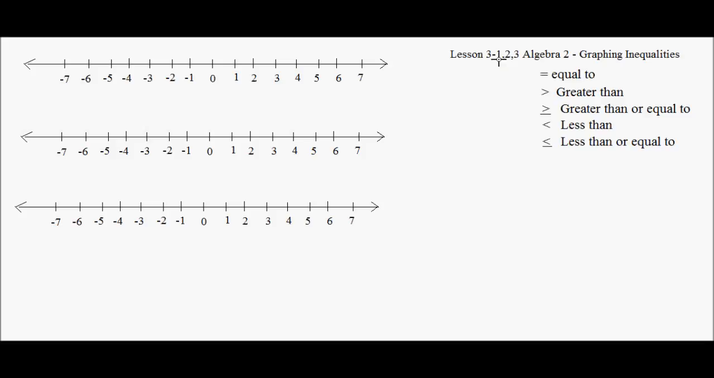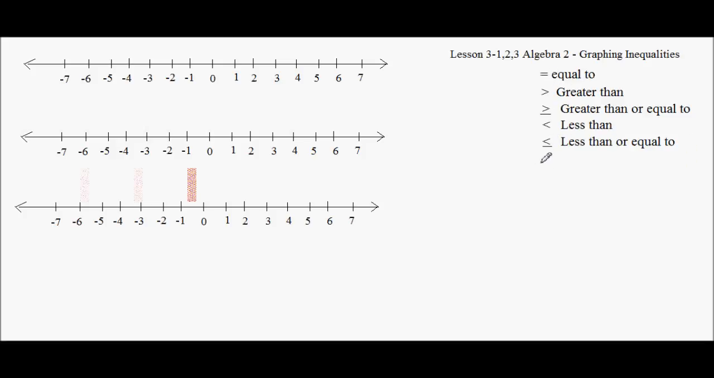I'm going to try to stick 3 worksheets in Algebra 2, graphing inequalities. And we're going to graph inequalities on this number line here, or number lines. So there's the equal to sign, which everybody pretty much knows. And then we have this greater than sign. The greater than is the kind of arrow pointing to the right. Then there's greater than or equal to, which has a little line underneath it. Less than is the arrow out of the way, and then less than or equal to.